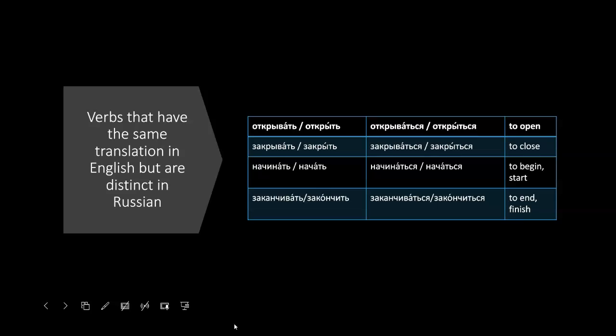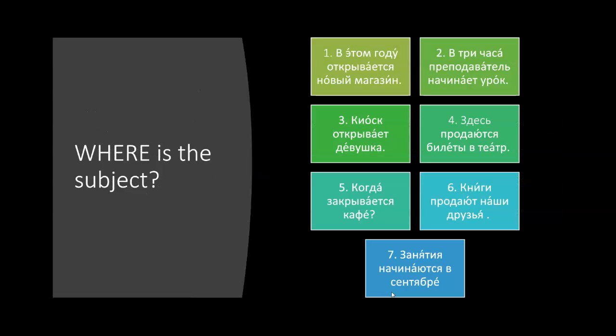So let's go through what we might look for as hints for when we want ся and when we don't want ся. Here I have 7 sentences. В этом году открывается новый магазин. My question for you is, where is the subject? What is the subject of the verb открывается? I hope by now that you have chosen новый магазин. Новый магазин isn't a person, it is a place, right? The new store.